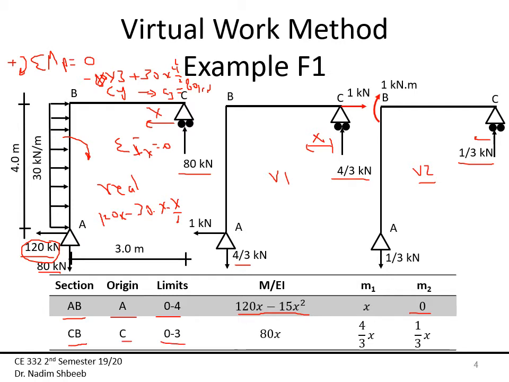Going now to section CB, origin at C, the limits from 0 to 3. This is just simply 80x. This is 4/3 x, and then this is 1/3 x. Again, like I said, you have to choose the same positive sense.